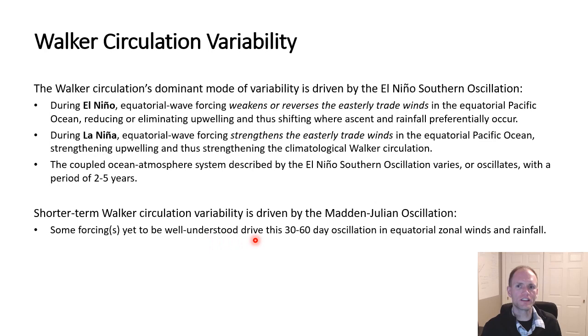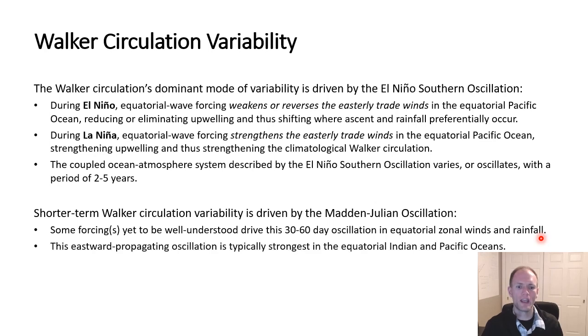But this forcing leads to an oscillation that has a repetition or periodicity of about 1 to 2 months, and it's manifest in our equatorial zonal winds and rainfall. So this changes where ascent is maximized in association with the Walker circulation, especially within the Indian and the Pacific Oceans, but to lesser extent within the Atlantic Ocean, if the Madden-Julian oscillation pulse is able to progress that far to the east from where it typically originates on the edge of the Indian and the Pacific Oceans.